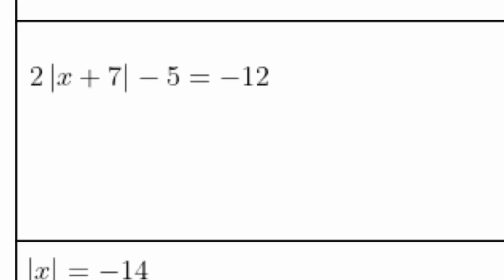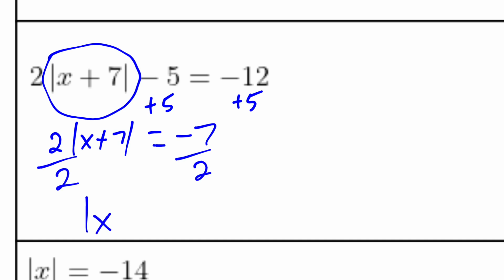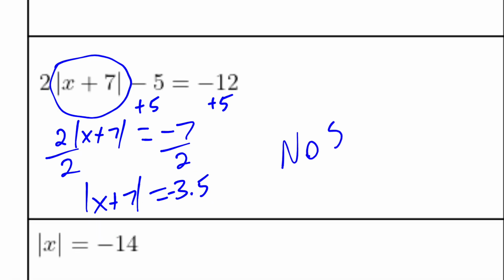Keep in mind that we are trying to get this by itself, so first we'll plus 5. 2 times the absolute value of x plus 7 is now equal to negative 7. If we divide both sides by 2, we get that the absolute value of x plus 7 is equal to negative 3.5. Doesn't matter though, because it's a negative, so at this point we're going to say no solution, because anything inside the absolute value bracket will never be negative.